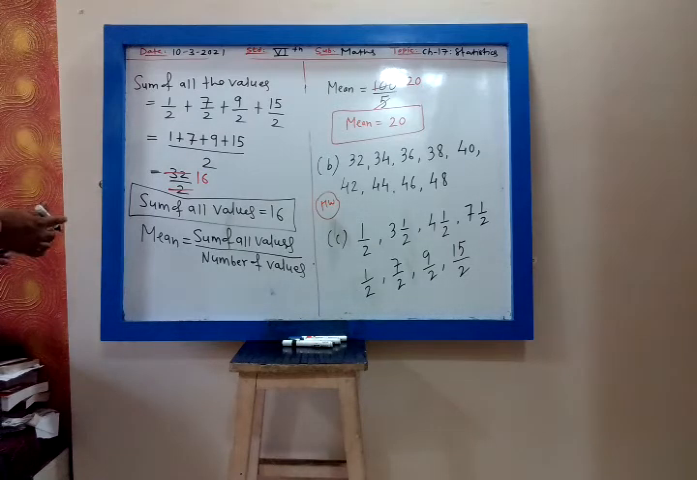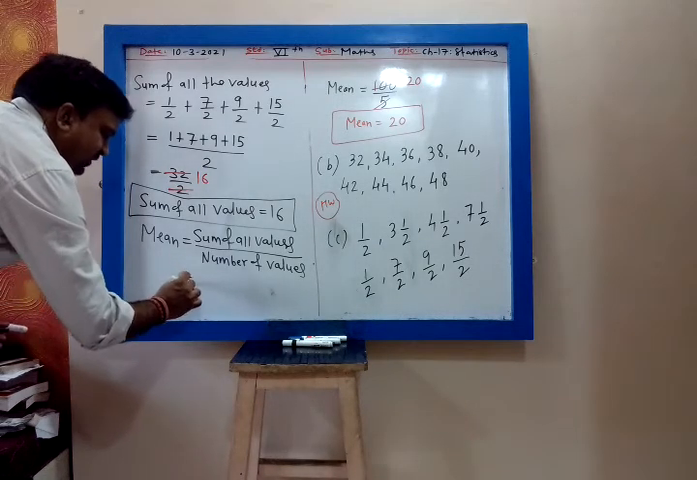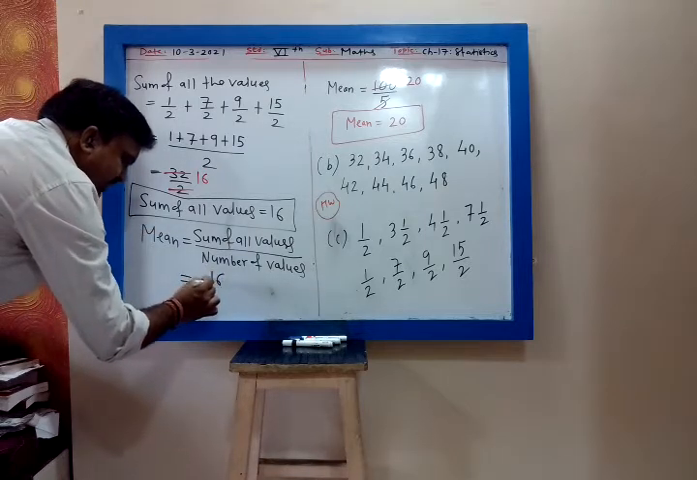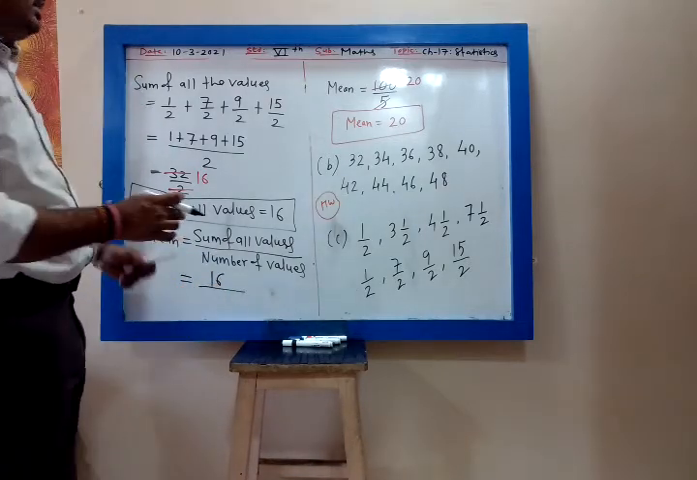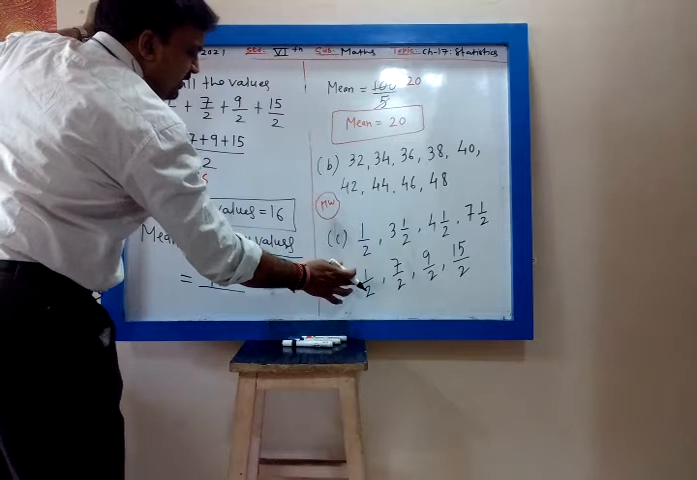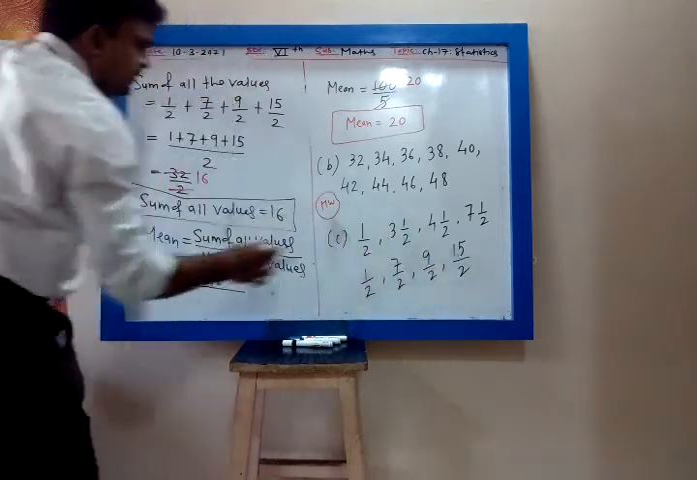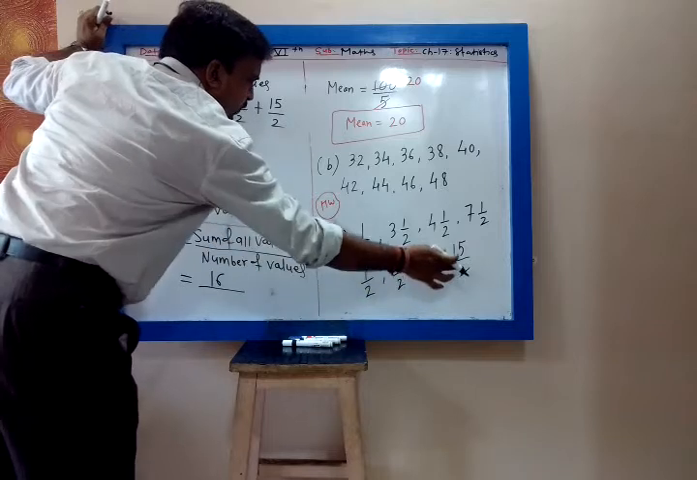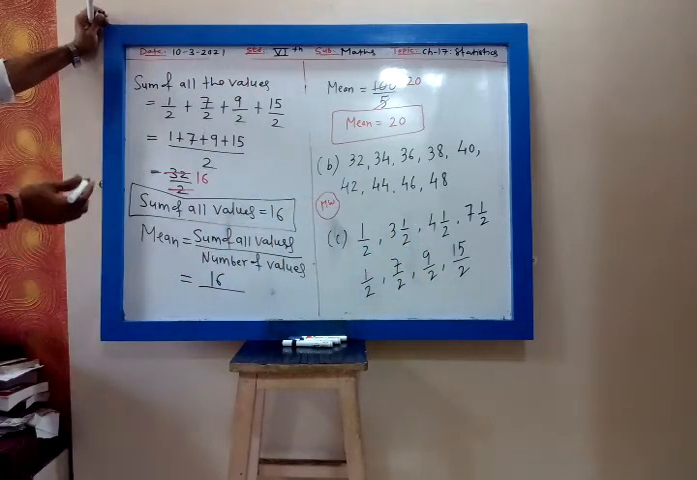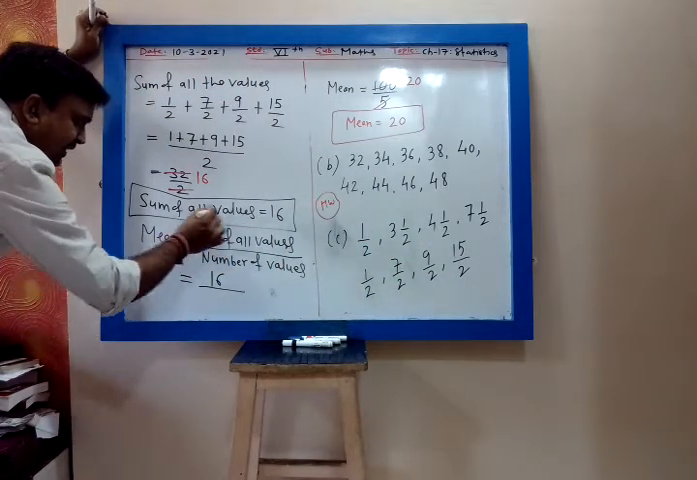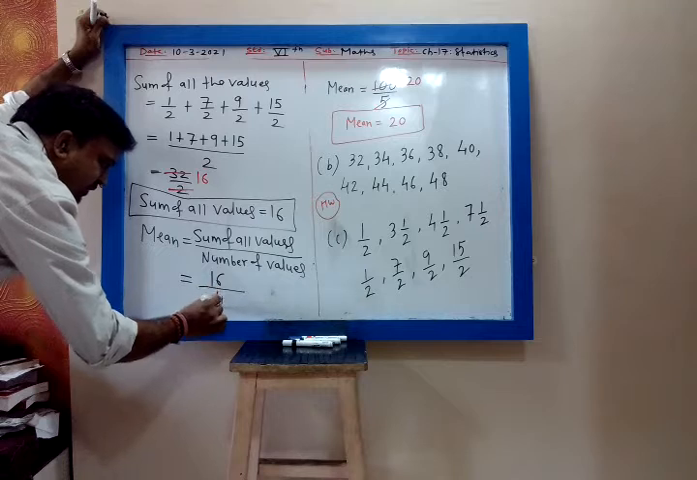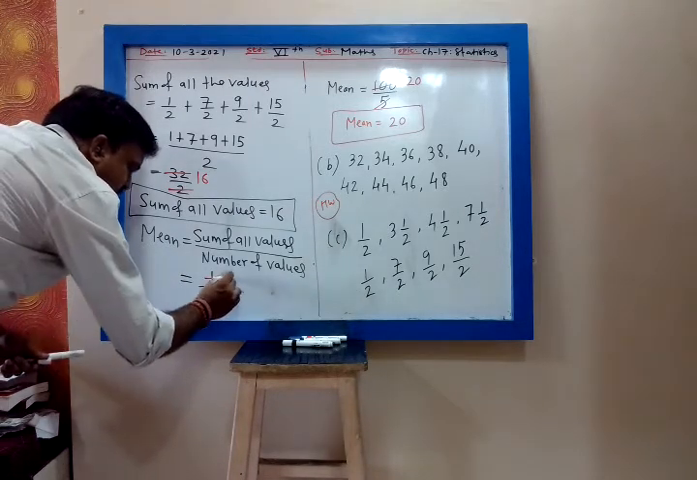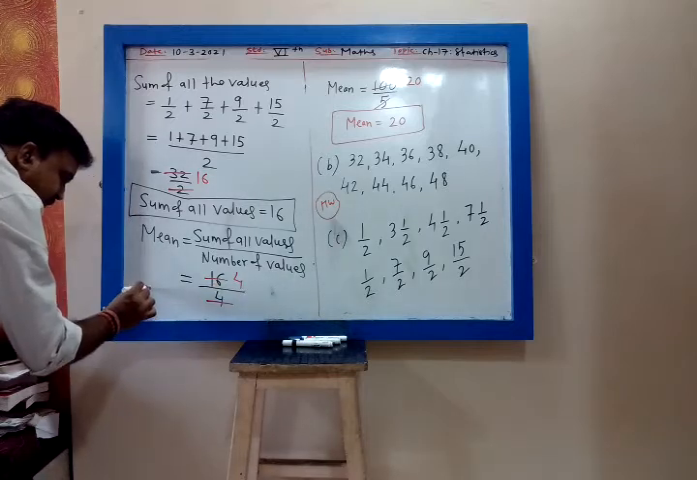You do it afterwards. So mean is the sum of all the values. What is the sum of all the values? 16. Divide by the number of values given. How many values are given? 1, 2, 3, 4. So divide this sum of values, 16, by 4. 16 divided by 4 is 4. 4 1s are 4, 4 4s are 16. So the mean value is 4.